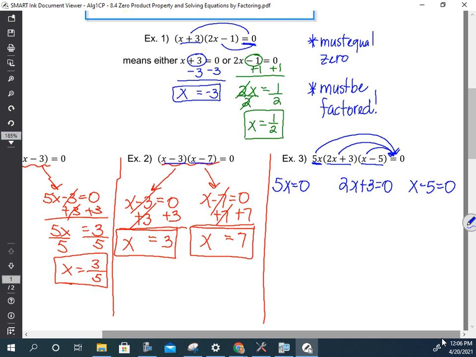Yeah, it's not hard, it's just 3 parts. So 5x equals 0. Hopefully you divide it by 5. So x equals 0. 2x plus 3 equals 0. Subtract 3. Divide by 2.